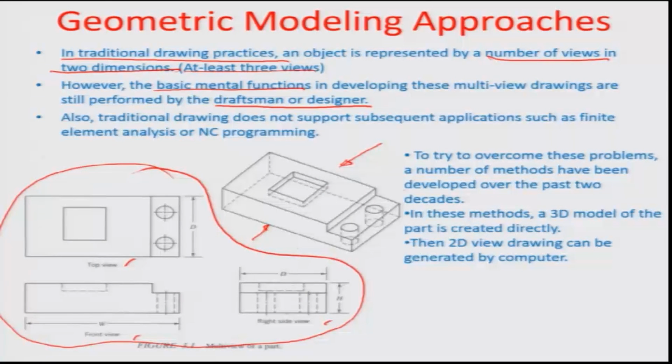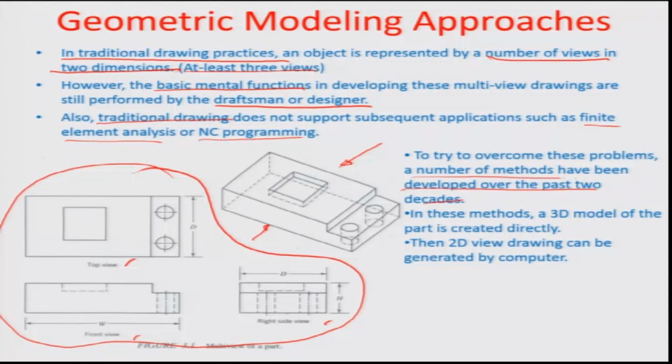Also, the other important fact is that if we look at something like finite element analysis, or aspects related to computer numeric control and how programming may be done, the traditional drawing format, with a draftsman trying to give a basic mental picture etc., does not really support a lot of these engineering tools which are available for the designers.